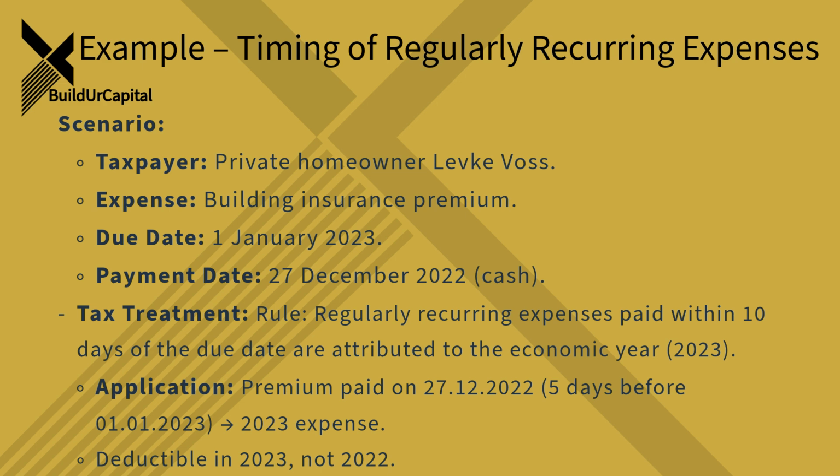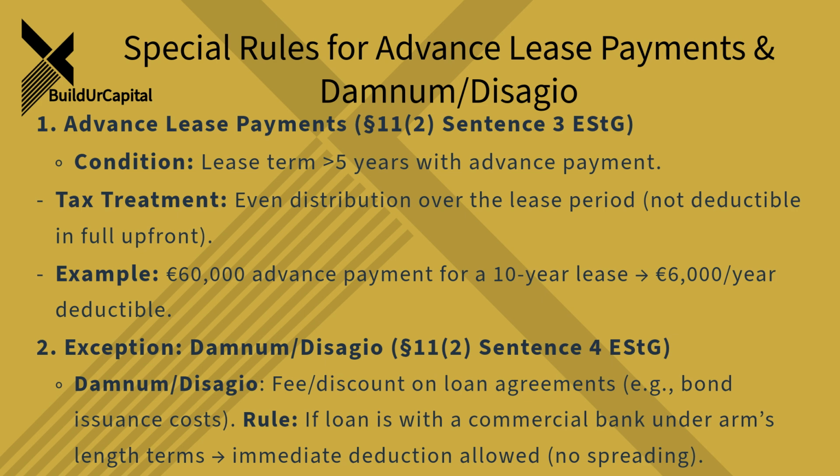Got it. One last specific rule mentioned. Advance lease payments covering more than 5 years. Right. If you pay rent or a lease payment way in advance for a period longer than 5 years, you can't just deduct the whole chunk in the year you pay it. We'd spread it out. Exactly. The expense deduction has to be distributed evenly over the entire lease period it covers. It aligns the expense recognition with the period that benefits from the payment. Okay, that makes sense from a matching principle perspective.